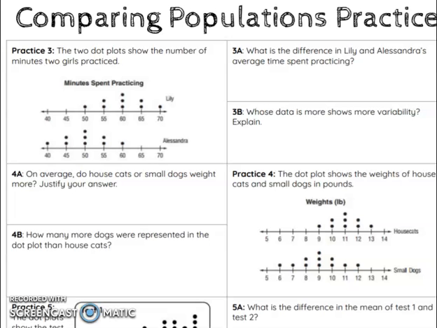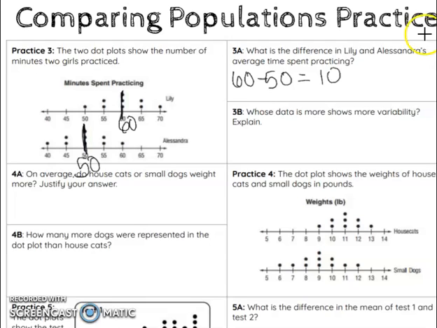So practice 3, the two dot plots below show the number of minutes two girls practiced. What is the difference in Lily and Alessandra's average time practicing? With both of these dot plots being symmetrical, just like in the animation I showed you in the beginning, the mean and median are both right here in the middle. So this is 60, and then the same thing for the other girl, that's 50 right here. So 60 minus 50 would be 10.